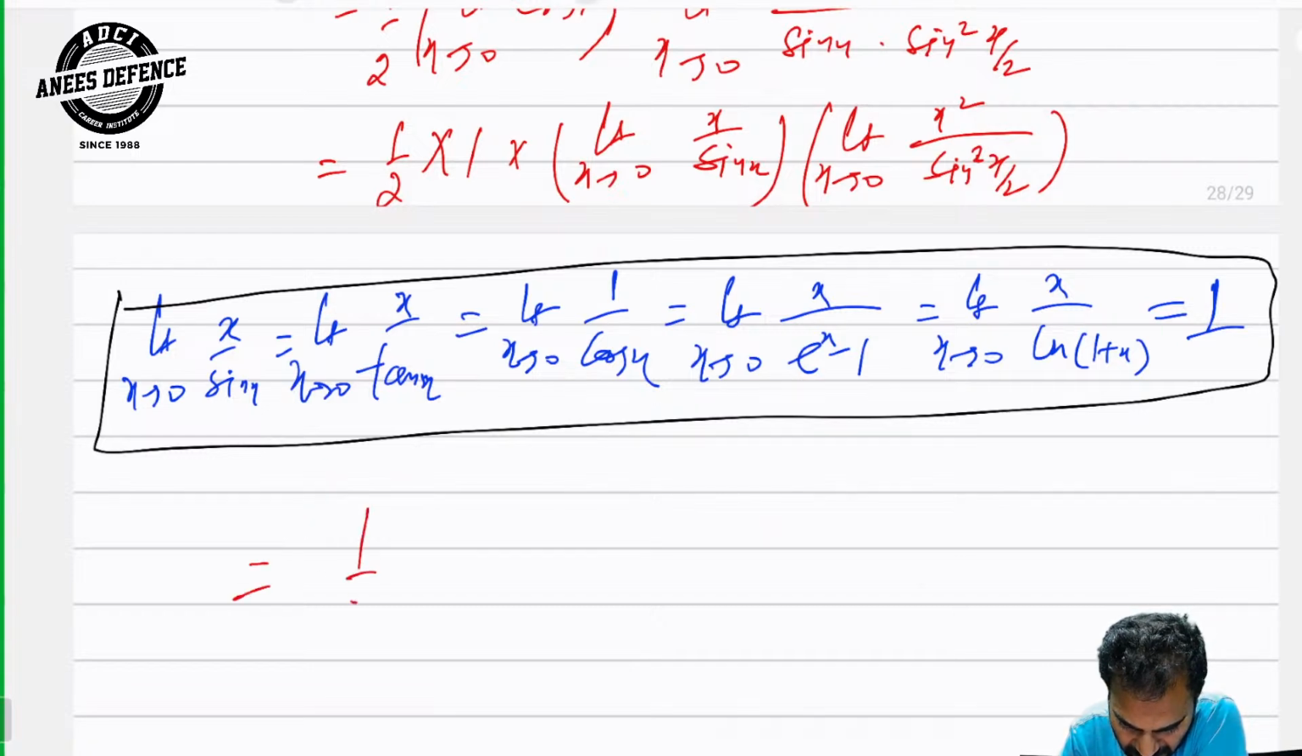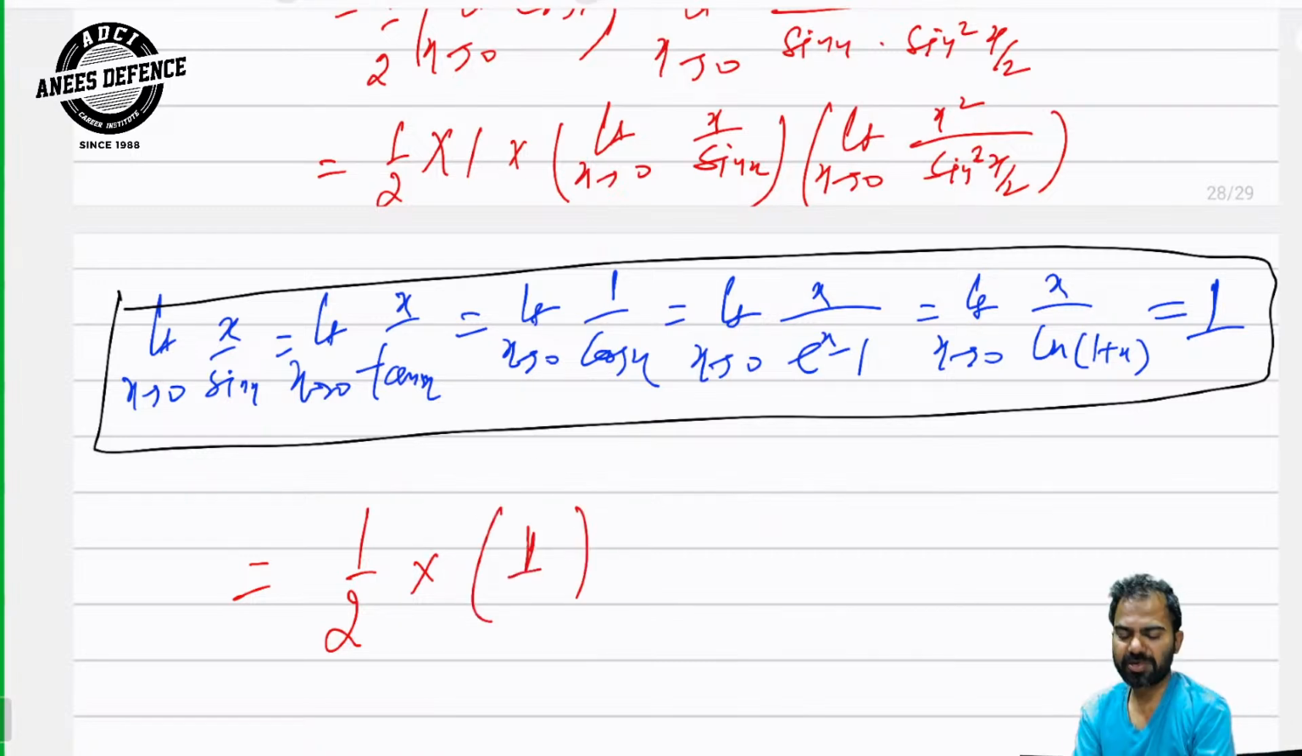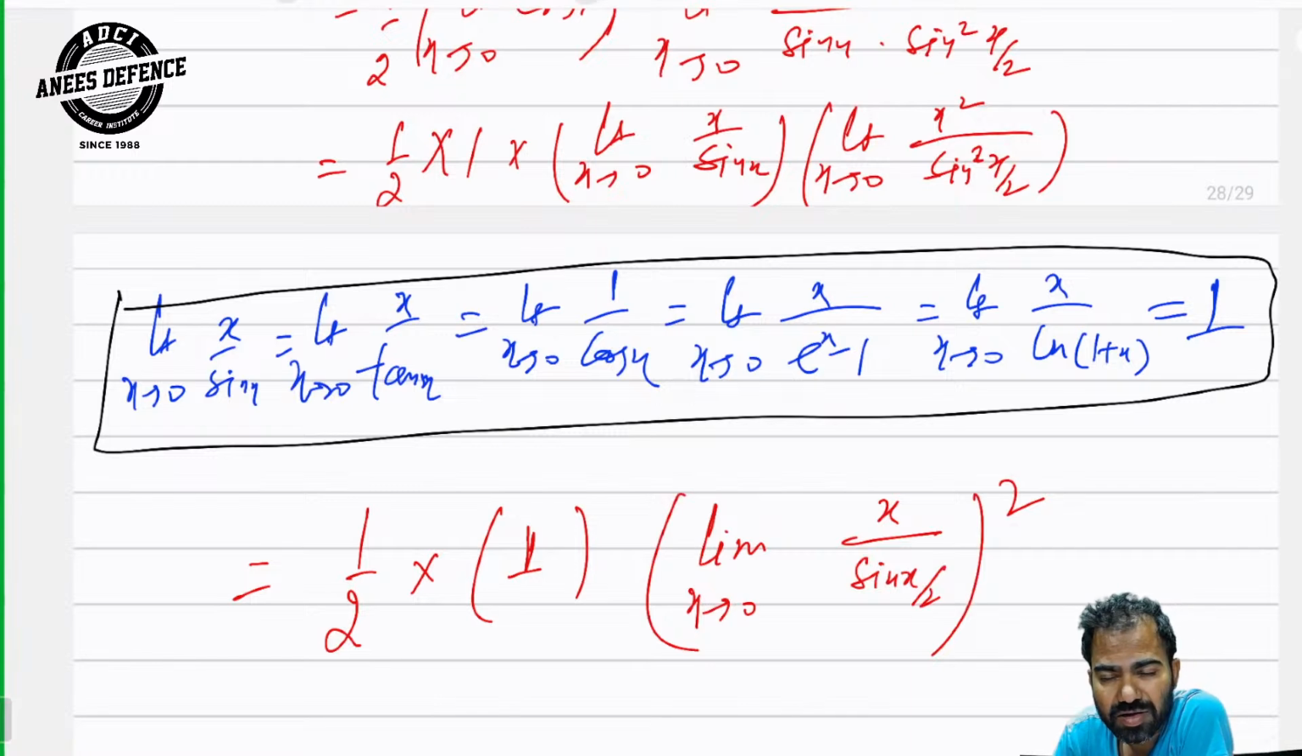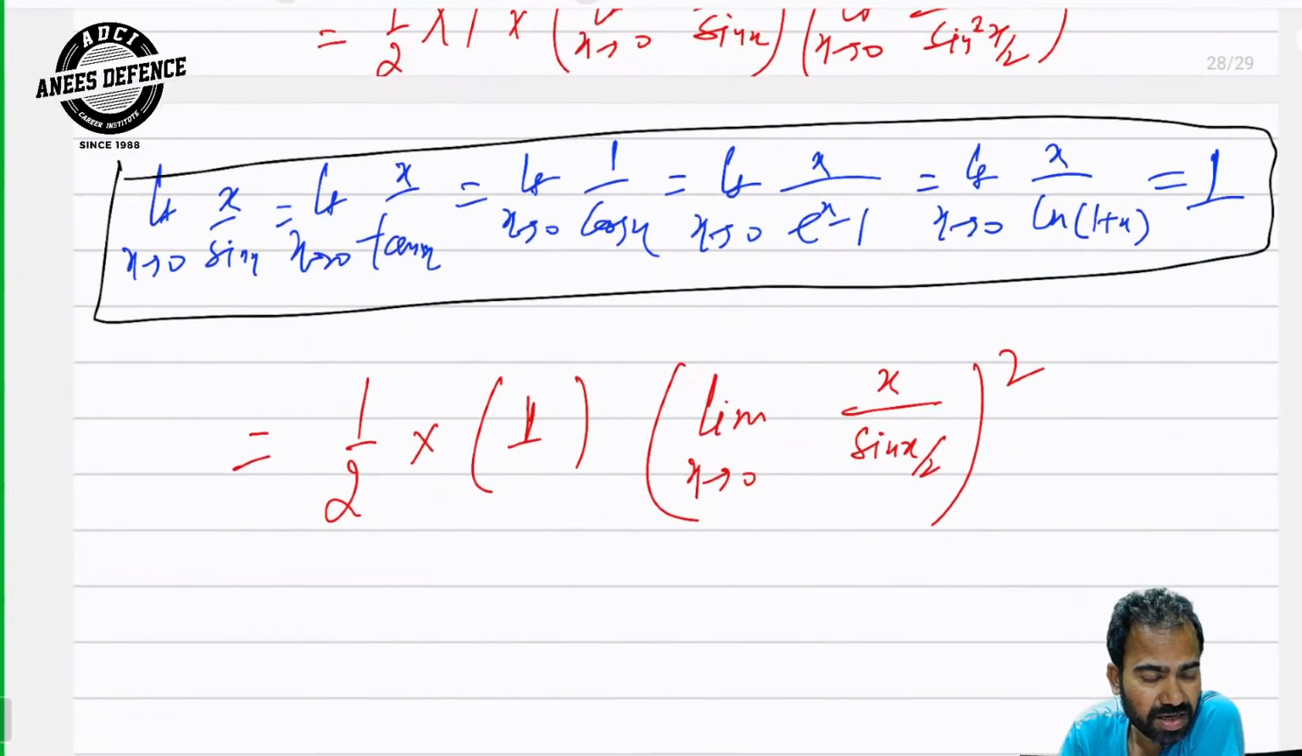So this is 1 by 2 into the limit x tends to 0 of x upon sin x, which is 1, okay? Now here, limit x tends to 0 of x upon sin x by 2, to the whole square. Any problem? x square upon sin square x by 2 can be written as x upon sin x to the whole square. The limit will go inside, okay?